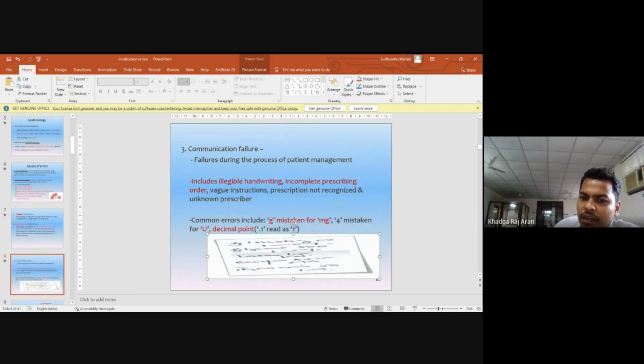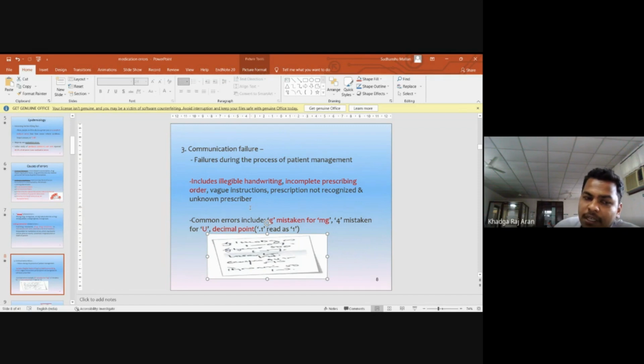So common errors include mistakes of g for mg. Sometimes if the medicine is 4 mg, and by mistake the physician or, sorry, the pharmacist gives 4 gram in case of 4 mg, then that may cause the death of the patient or adverse drug reactions in the patient. Sometimes 4 is mistaken for 4 u, or a decimal point, like 0.1 that is read as a 1. That is one example of medication errors.